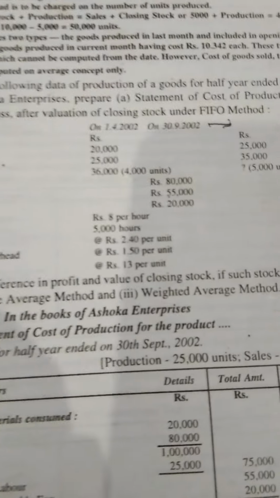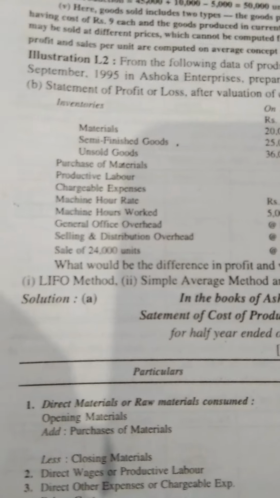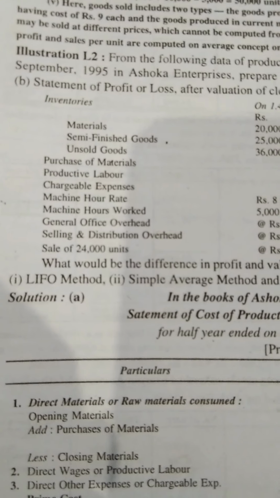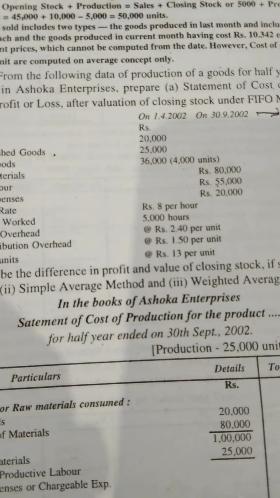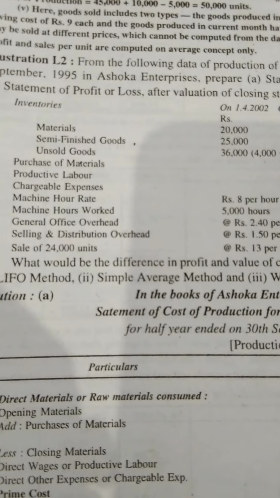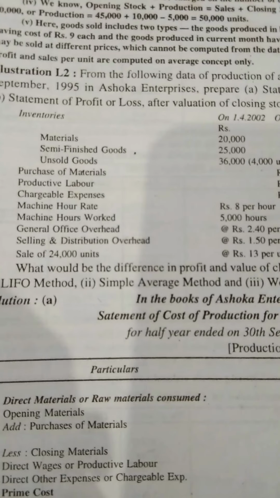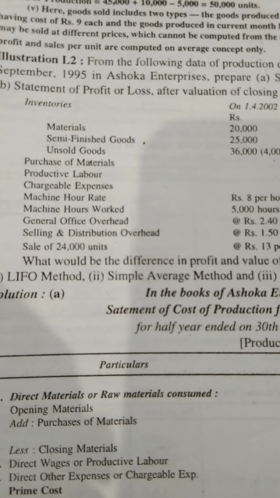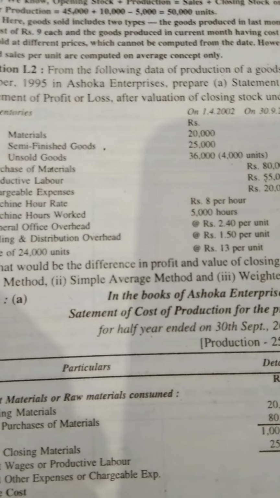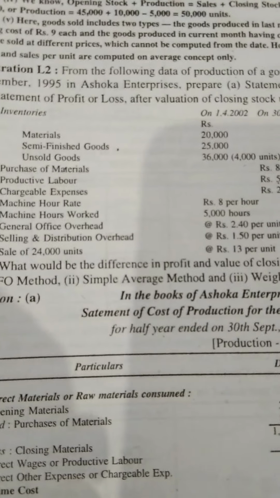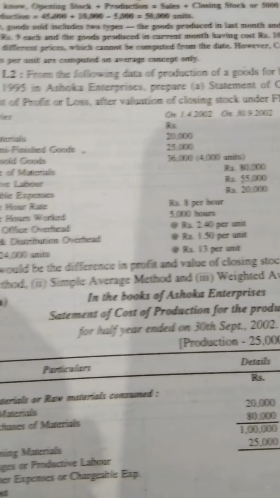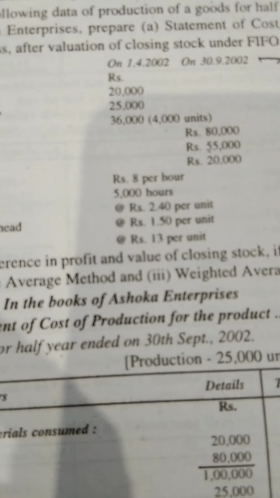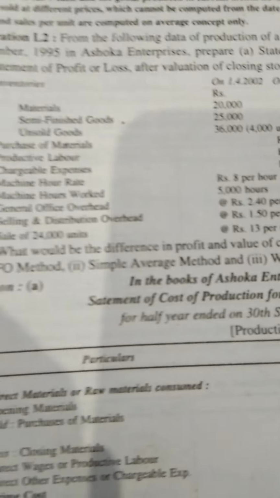Purchase of materials is 80,000. Chargeable expenses, that is given 55,000, and machine hour rate, that is also given, 8 per hour. Machine hour rate ₹8 per hour. Machine hours worked 5,000 hours. General office overhead 2.40 per unit. Selling and distribution overhead 1.50 per unit. Sale of 24,000 units at ₹13 per unit.